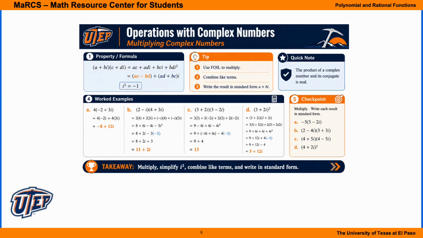Now a quick note is that the product of a complex number and its conjugate is real. So now we have some examples that you can practice on your own, and the answer is given so that you can check your work.